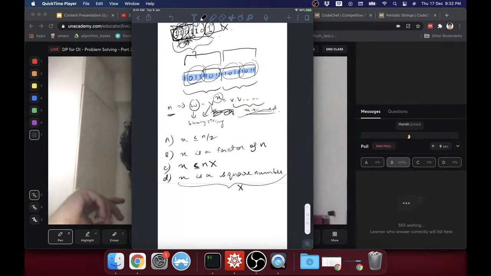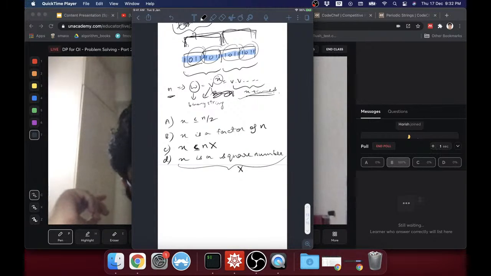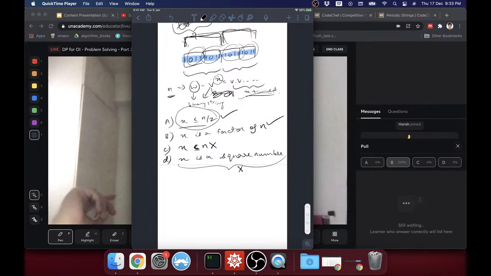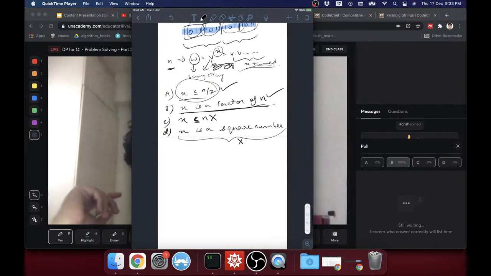Why? Because in this example you can see 8 was not a square number, although it could be written as a concatenation of 2 8 length strings. x should be less than or equal to n by 2. This is true, but again not that useful to us, and this one is actually useful. The reason why x is a factor of n is pretty easy to see.